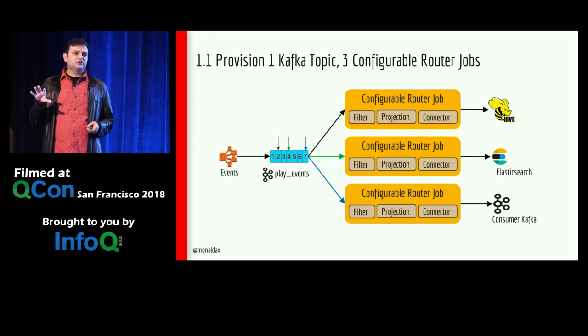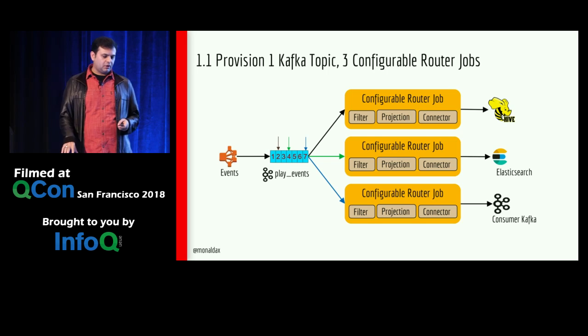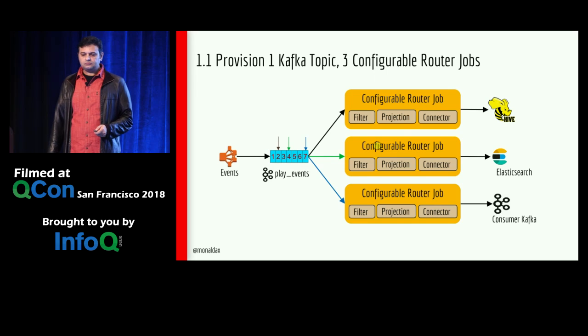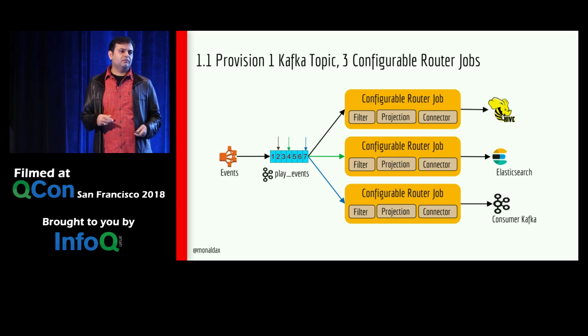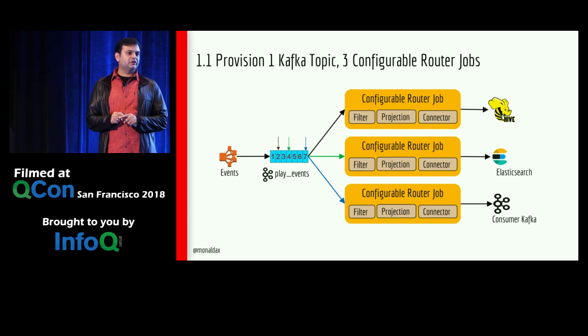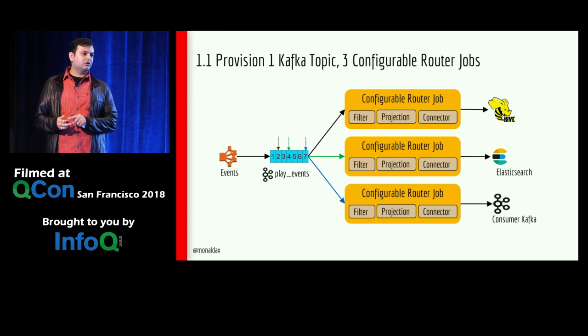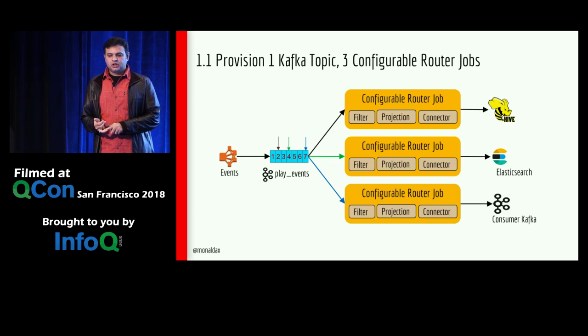So the user goes to the UI and just specifies these two things, and on the back end, we actually create and provision a topic, and then we run a stream. We create and run a stream processing job. And why we call it the configurable router job is because this is streaming application code that's written once, and then each time at deployment time, we can configure what filter it's going to run, what projection it's going to run, and what connectors it's going to use.